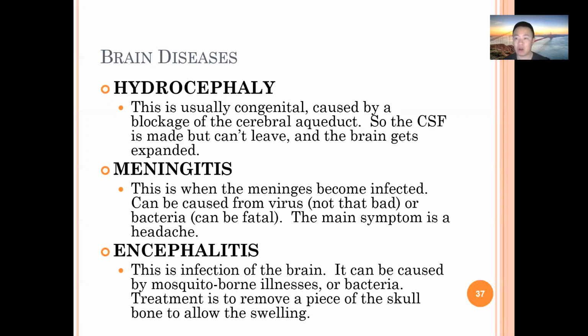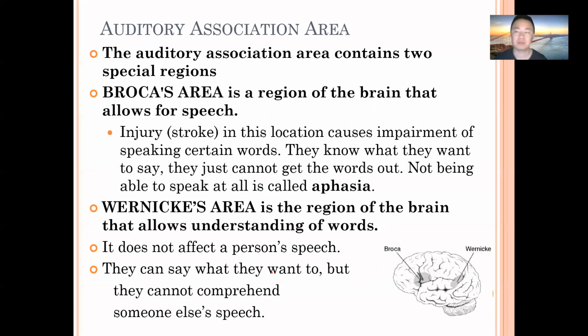Some brain diseases we've talked about in the past: hydrocephaly, which is a congenital type of disease caused by a blockage of the cerebral aqueduct in the brain. And so the cerebrospinal fluid is made but can't leave, so it bloats out the brain, okay? Meningitis is when the meninges become infected and can be caused from a virus, and that's not that bad, or bacteria, which can be fatal. The main symptom is a headache. Now, encephalitis is infection of the brain, and it can be caused by mosquito-borne illness or bacteria, and treatment is to remove a piece of the skull bone to allow for the swelling.